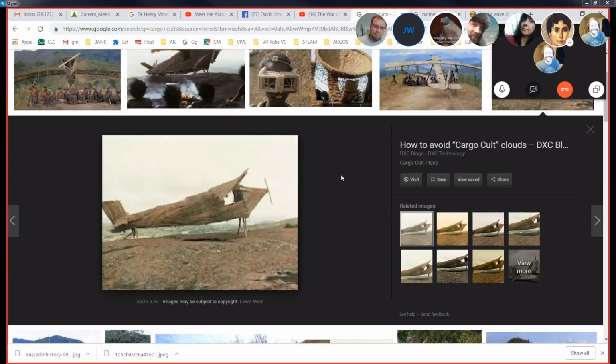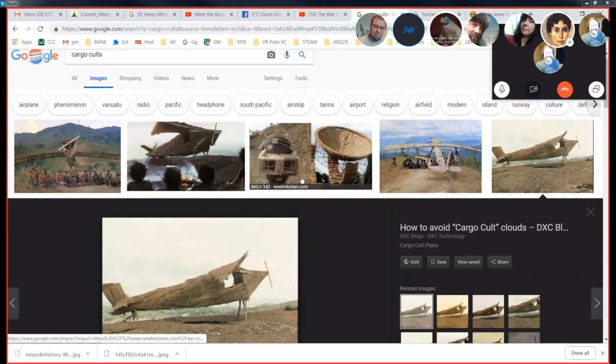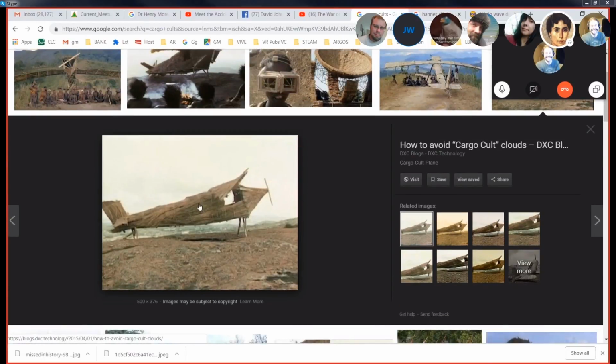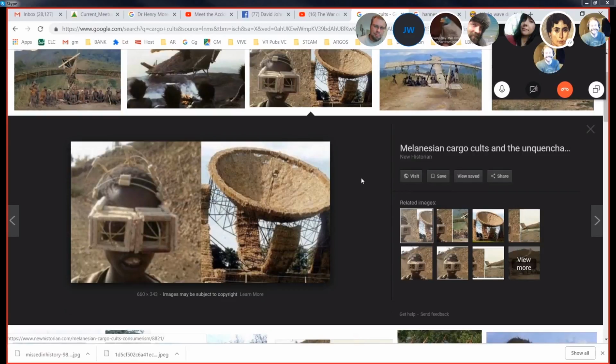But this is blowing me away. Just look at these pictures. It's wild, isn't it? Look at the goggles. Look at the radar dish. I don't know if these are real, but this one's real. This one's an actual one. But I'm sure they made jokes about it. That one is hard to swallow.